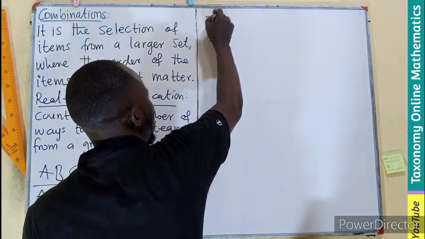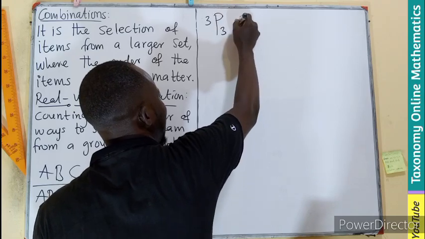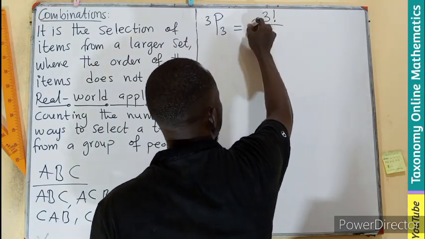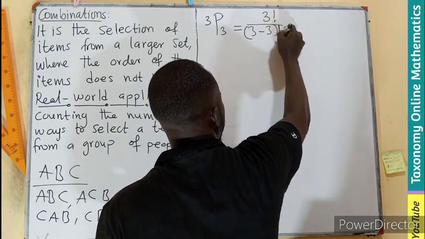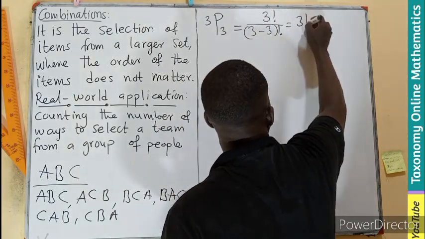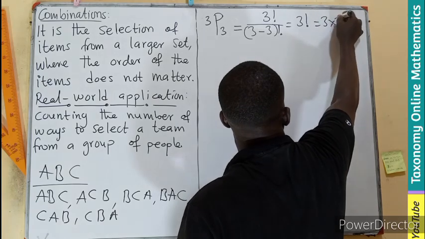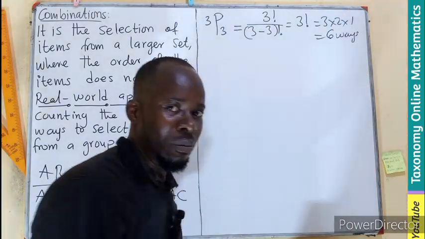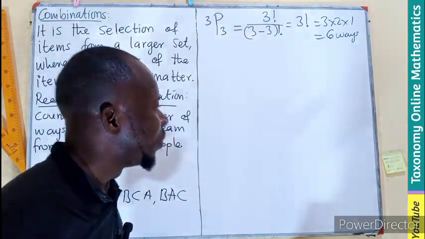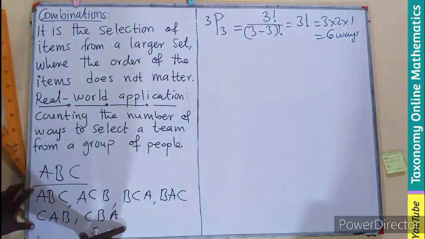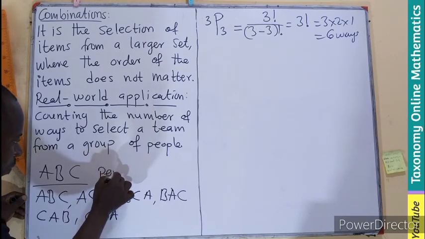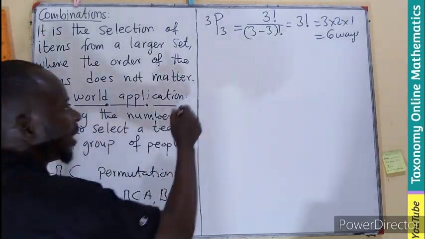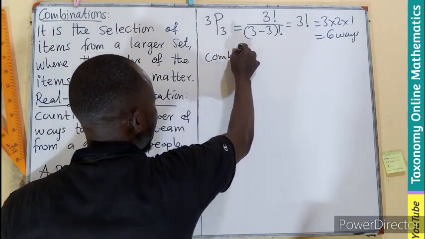Meaning I have 3 different letters which I am picking 3 at a time. We explain that to be 3P3, which we are aware will be 3 factorial, which is 3 times 2 times 1. That is 6 ways, from the permutation calculation we did. So let's just call this one permutation.